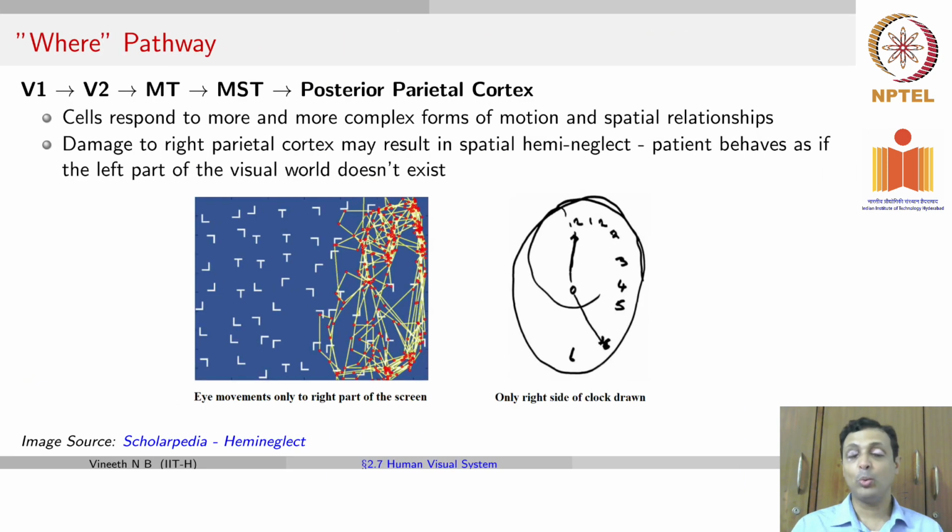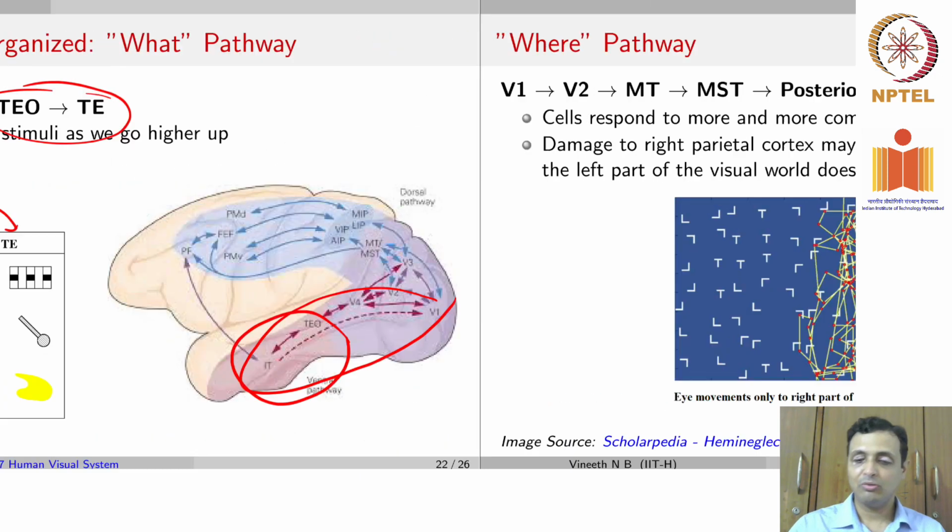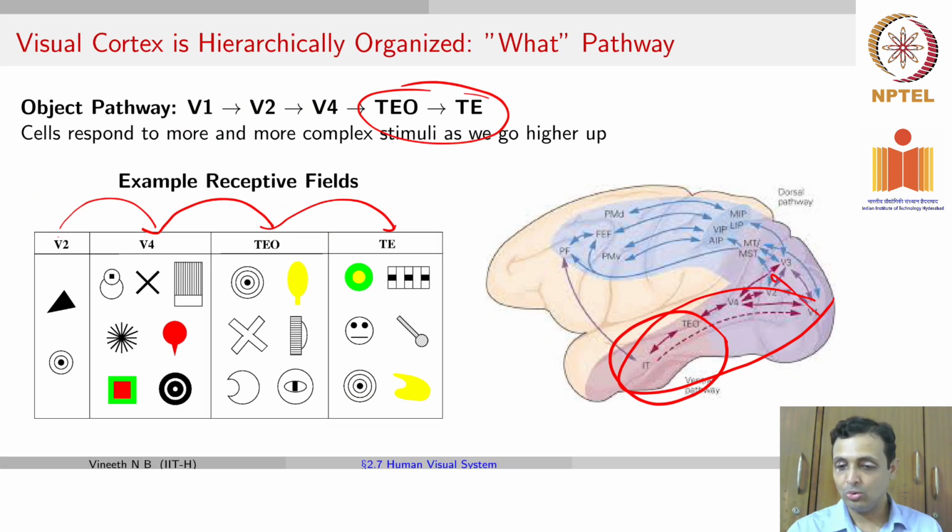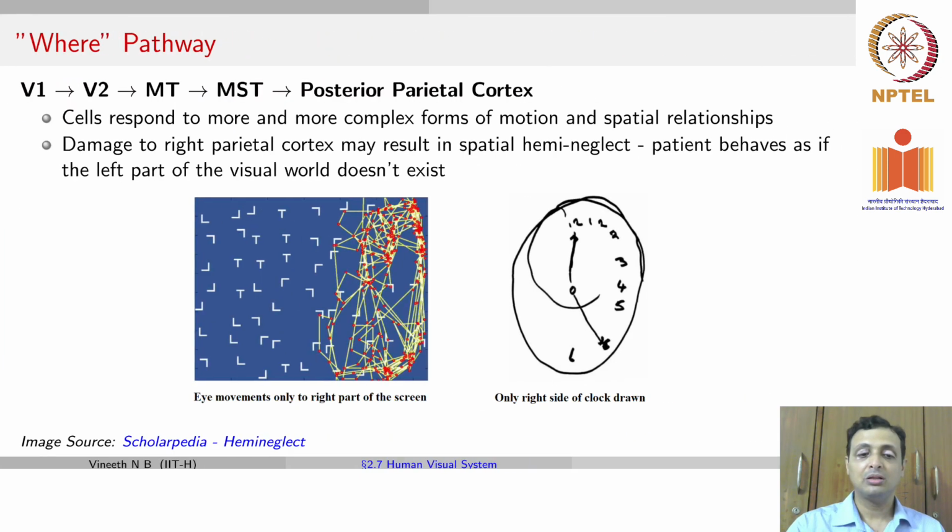On the other hand, in the where pathway, you go from V1 to V2 to regions called MST, MT, and what is known as the posterior parietal cortex. So these cells respond to more and more complex forms of motion and spatial relationships, and that's where the where pathway comes into the picture, while the what pathway takes different features and puts them at higher levels of abstraction. The where pathway responds to more complex forms of motion and spatial relationships.